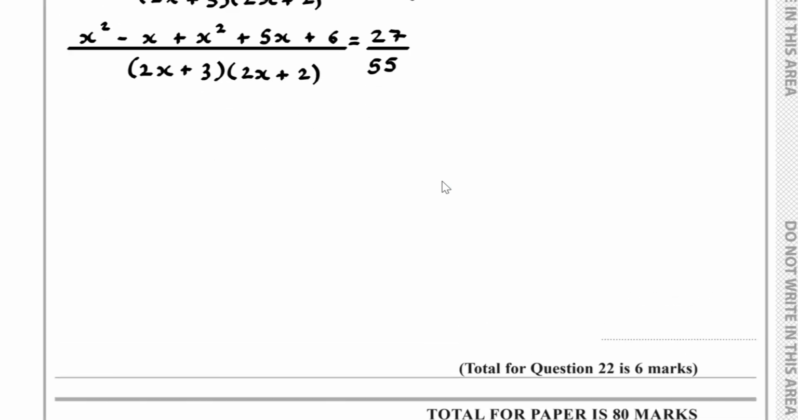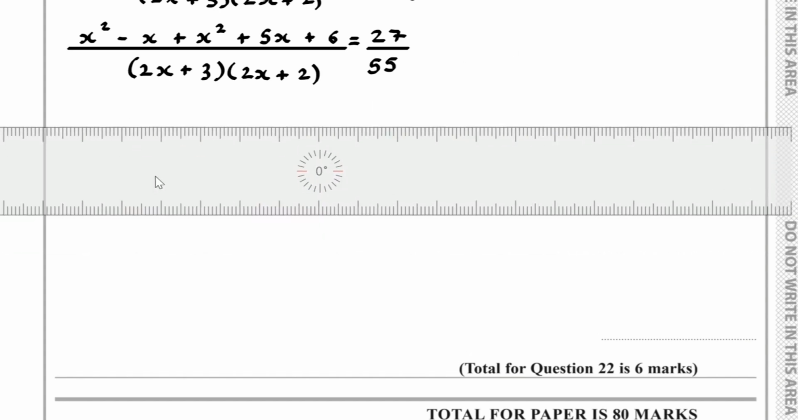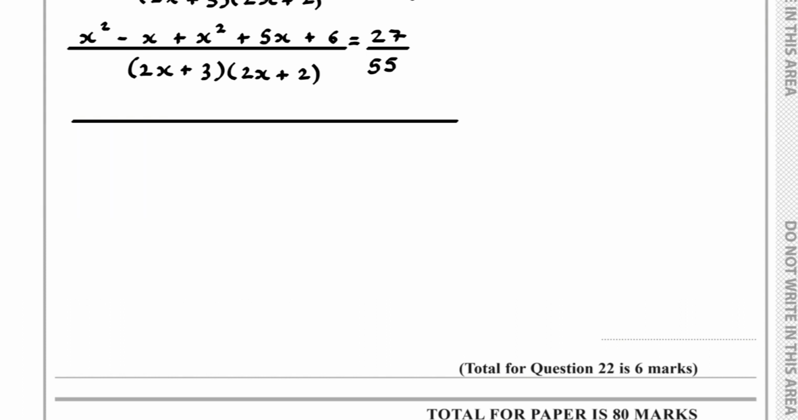So, if I simplify on the top, I have on the top 2x squared plus 4x plus 6 over 2x plus 3 times 2x plus 2. And the result of this is 27 over 55.